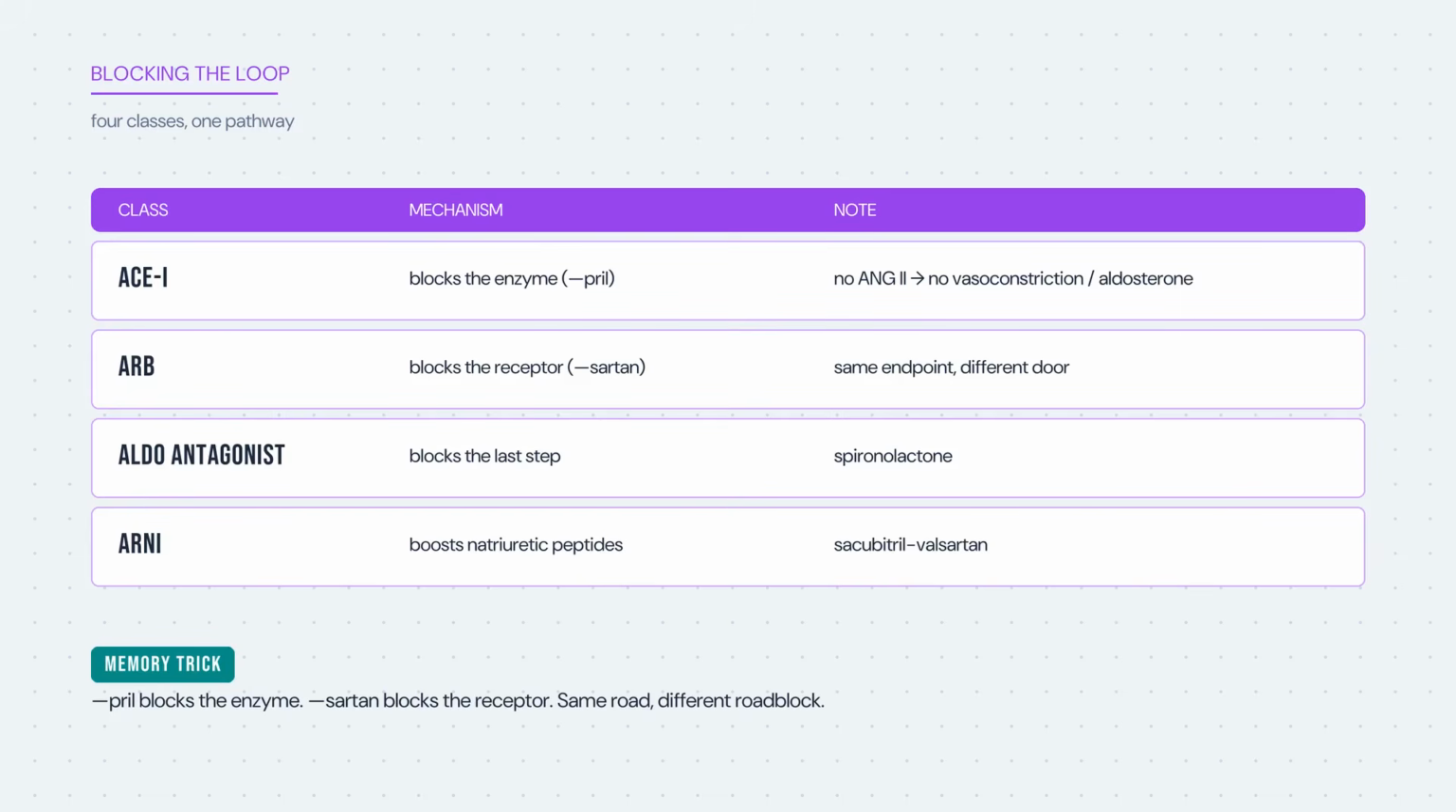Now watch what happens when we put drugs on that diagram. An ACE inhibitor, anything ending in pril, blocks the enzyme in the lungs. No angiotensin 2 gets made, so no vasoconstriction and no aldosterone. An ARB, anything ending in sartan, lets angiotensin 2 get made but blocks the receptor it acts on. Same endpoint, different door. Aldosterone antagonists like spironolactone block the last step. And an ARNI boosts the natriuretic peptides that oppose the whole system. Four classes, one pathway. If you know where each one sits, you do not have to memorize any of them.